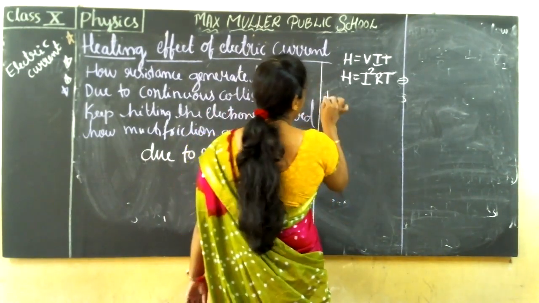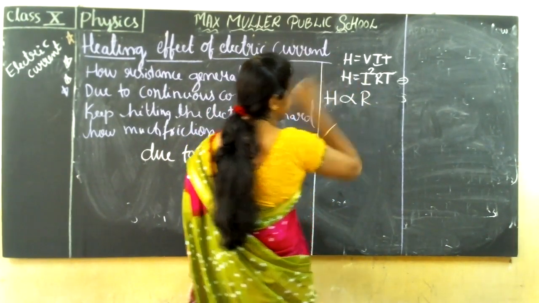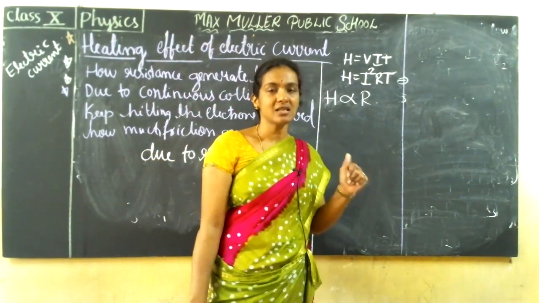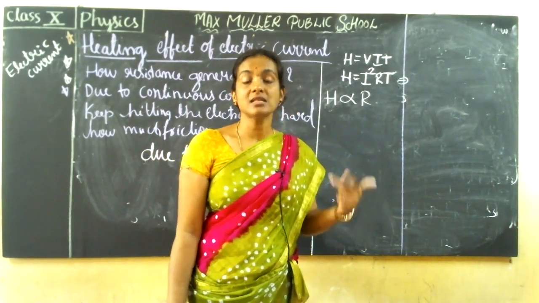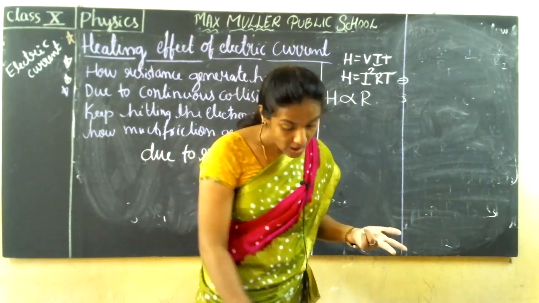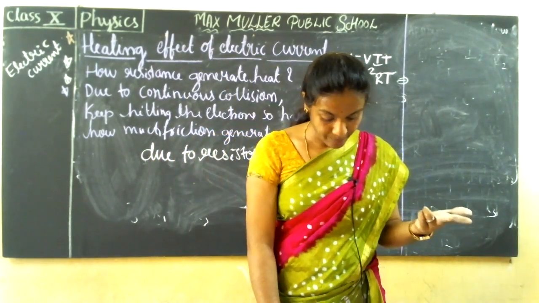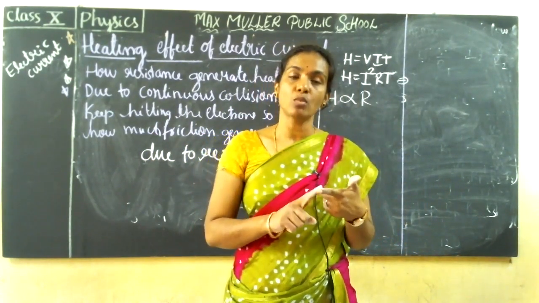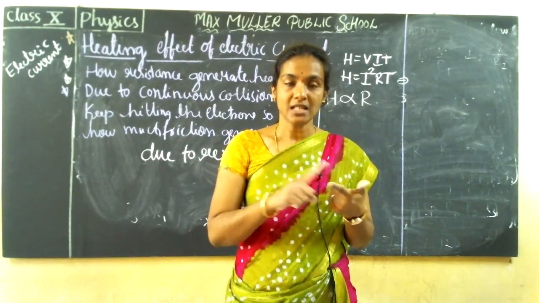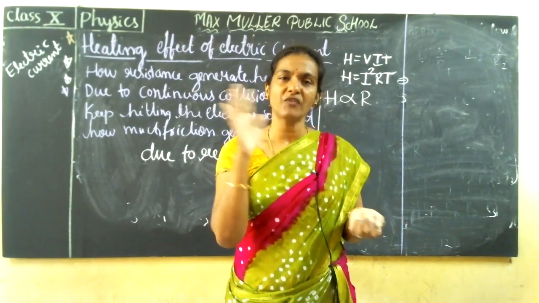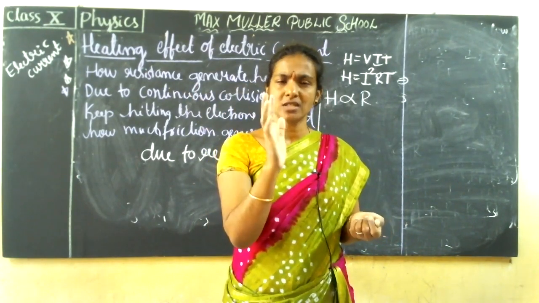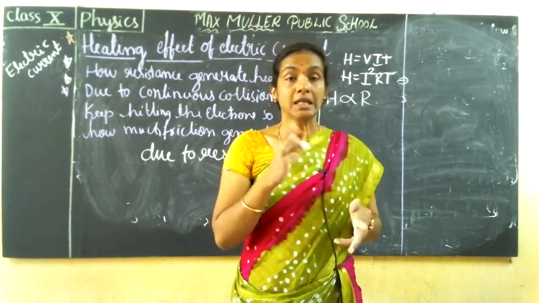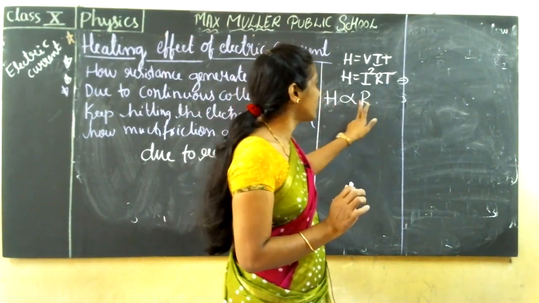Here, heat is directly proportional to resistance. Why am I saying this? In the circuit, if there is more resistance, heat also increases. If the resistance is more, there will be more collisions, with electrons attacking one another, and more friction. Then you can see more heat there. It means heat is directly proportional to R.